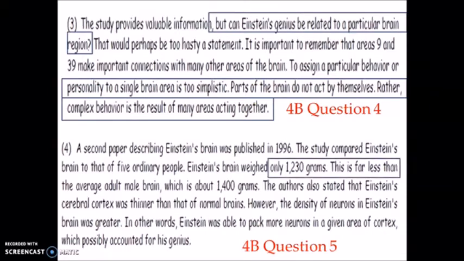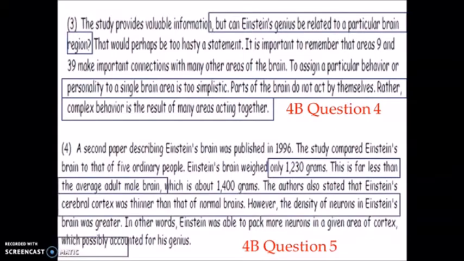So number 5, question number 5, you will see that which of the following is not true about the second paper? You will see that this Einstein's cerebral cortex was thinner, not thicker, than the normal brains, and the density of neurons, the neurons in Einstein's brain was greater. It was higher. Okay, it was much higher, and the number of neurons in a normal brain is not higher.